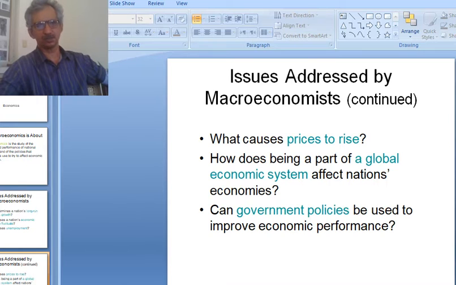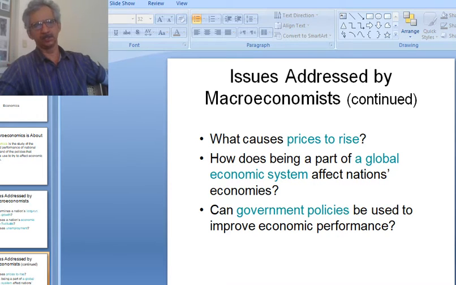So we will also discuss during this lecture series what are the reasons, what are the causes of price rises, why the price level is rising, and how being a part of a global economic system affects the national economy. Macroeconomics also studies how global events, policies, or activities can affect individual nations' economies.